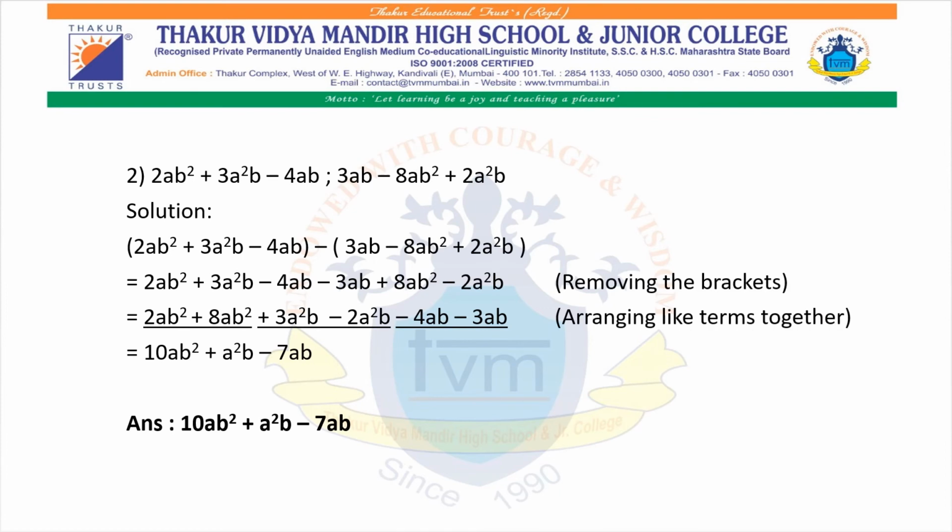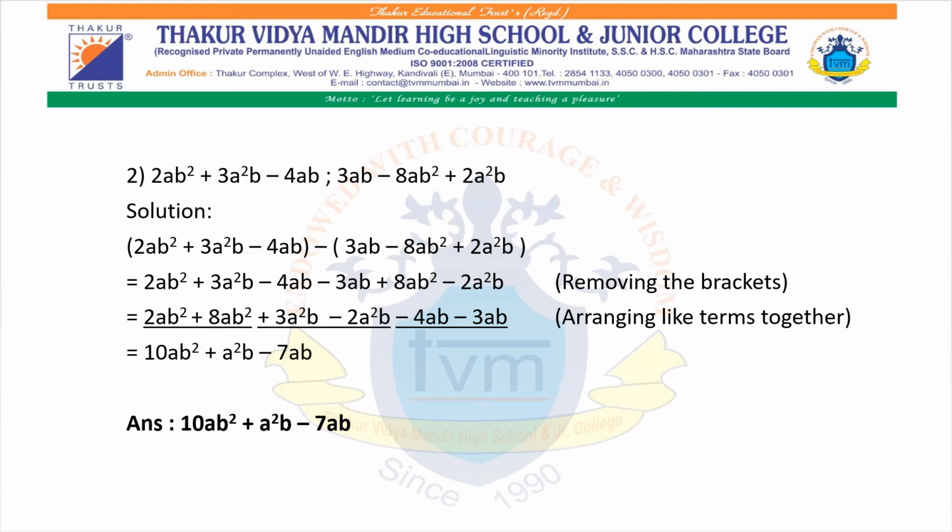Second, 2ab square plus 3a square b minus 4ab, and the second polynomial is 3ab minus 8ab square plus 2a square b. So the solution is, first we will write it in brackets, then when we remove the brackets, the signs of the second bracket will change. So 2ab square plus 3a square b minus 4ab minus 3ab plus 8ab square minus 2a square b.